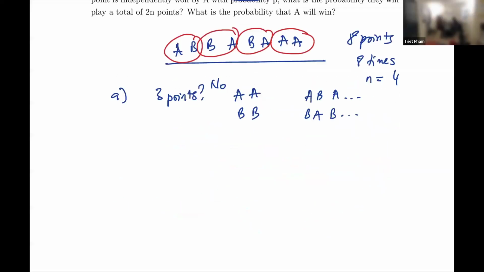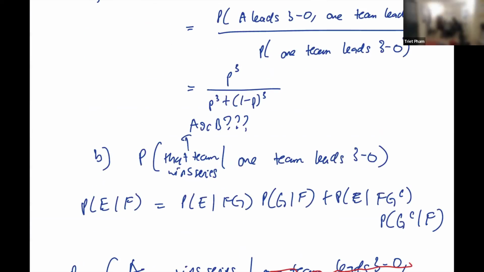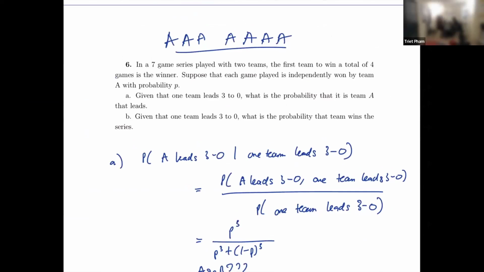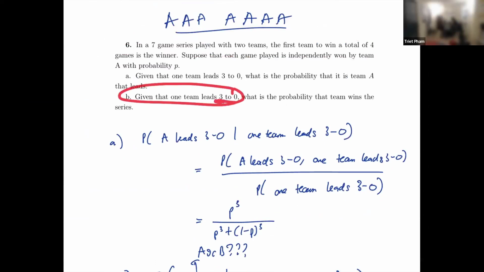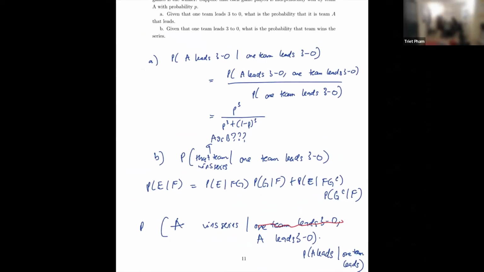And so the example for that is exactly this one right here, where basically you have a scenario where, given a team that leads 3-0, you want to find the probability that that team wins the series. And here, the ambiguity, the extra information we need, is which team we want to continue to win the series.